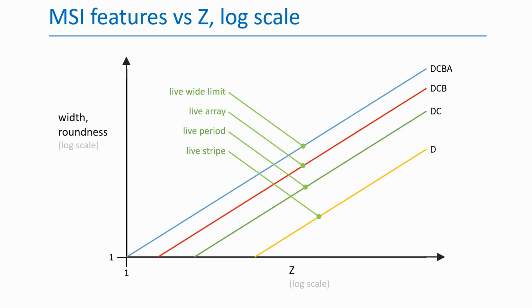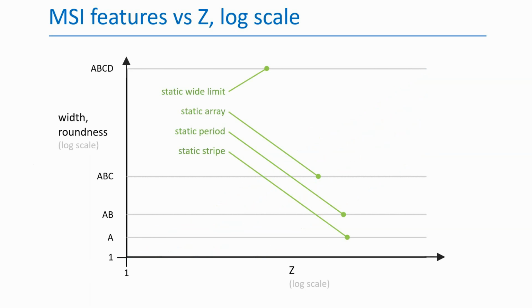Now let's plot all the features on a log scale just as we did for the beam. Again, the live features are a set of 4 straight parallel lines which rise at an angle. Remember that even though the lines appear parallel on the log scale, they actually have 4 different physical divergences. The static features, again, are plotted as 4 horizontal lines.